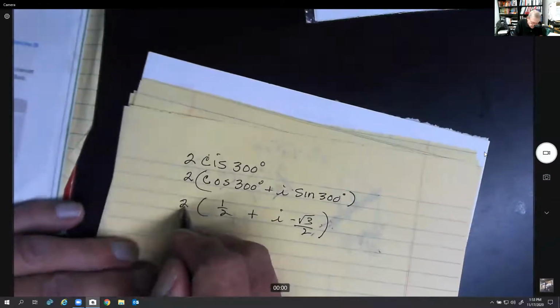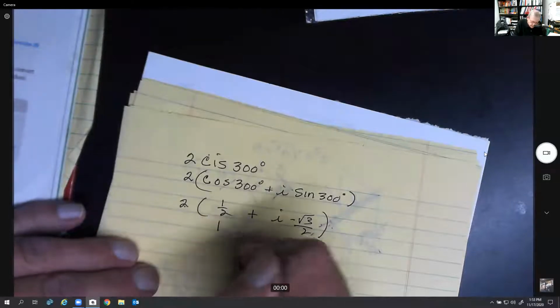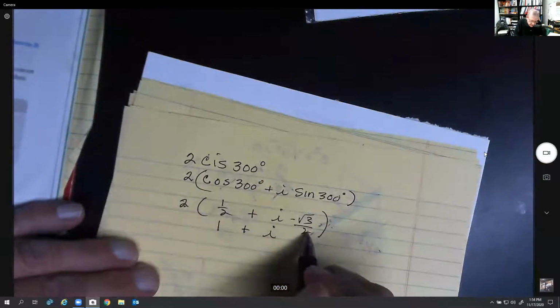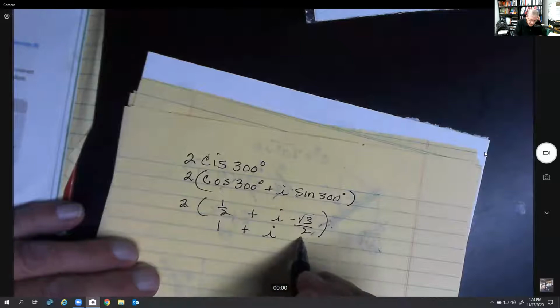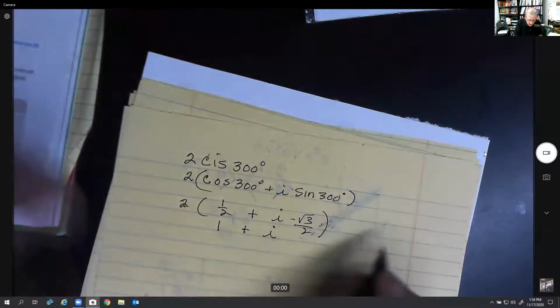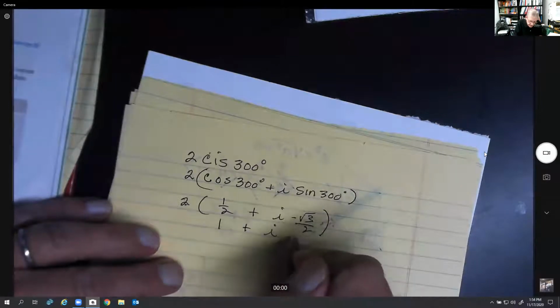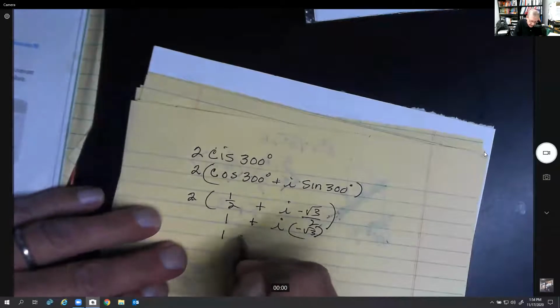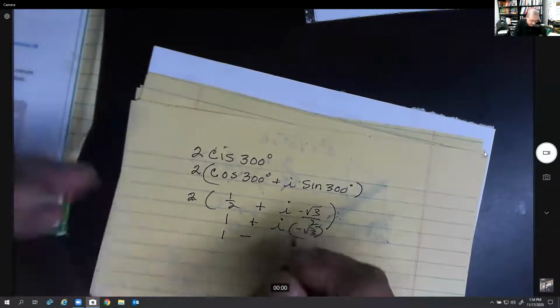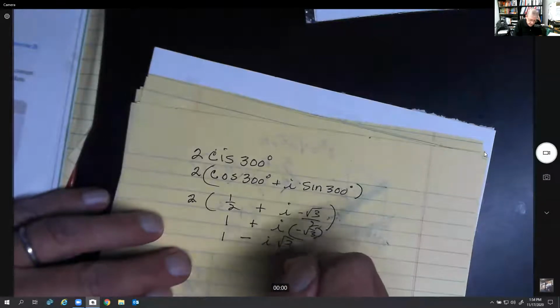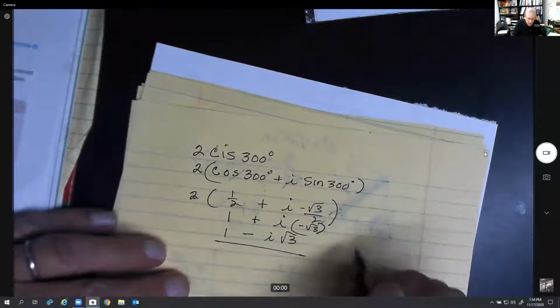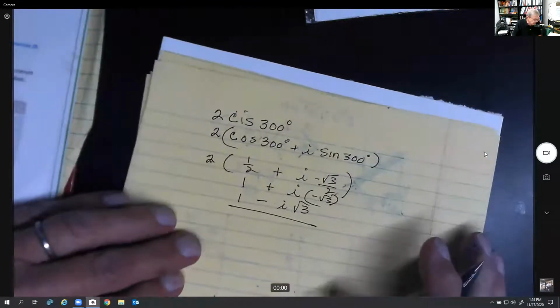We're going to distribute the 2. 2 times 1/2 is 1, plus i, and 2 times negative radical 3 over 2. The 2's cancel, so that's negative radical 3. So we can simplify that to 1 minus i radical 3. And now it's in rectangular form. It was in polar form, now it's in rectangular form. So it's very easy to convert over.